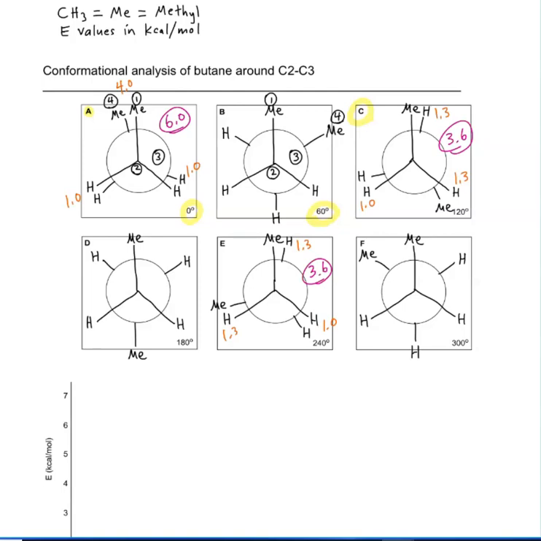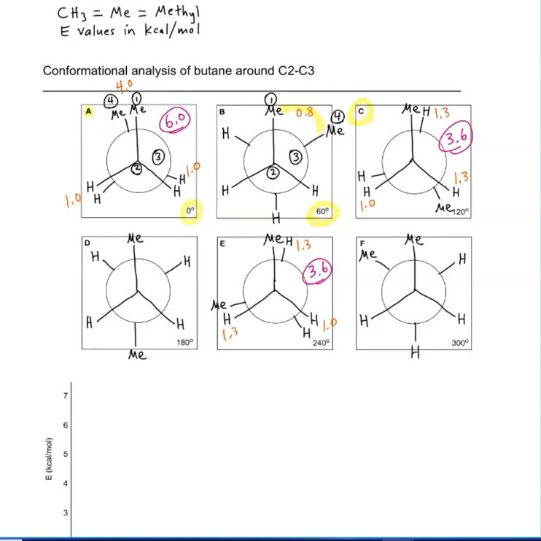Now let's go back to structure B. Structure B is a staggered conformation, so it has no torsional strain. However, that's not to say that it will lack steric strain. So as it turns out, these two methyl groups are a little bit too close to each other, and the hydrogens that are stemming from these methyl groups can get close enough to one another to repel. So there's a little bit of steric strain that's present in this conformation.